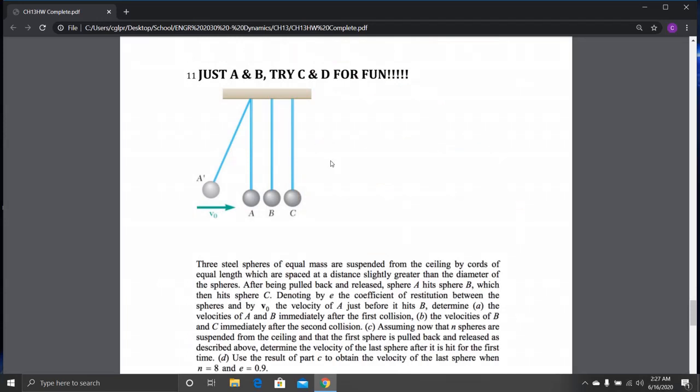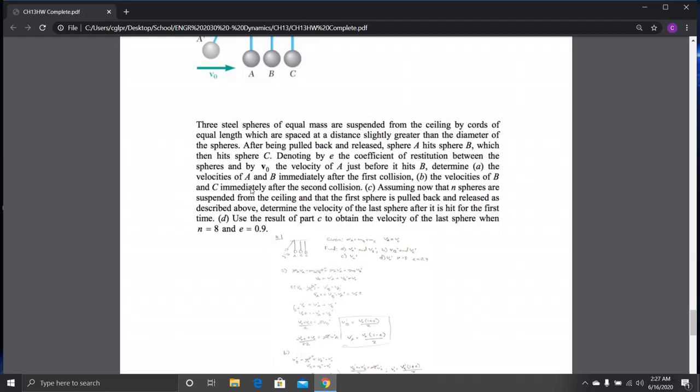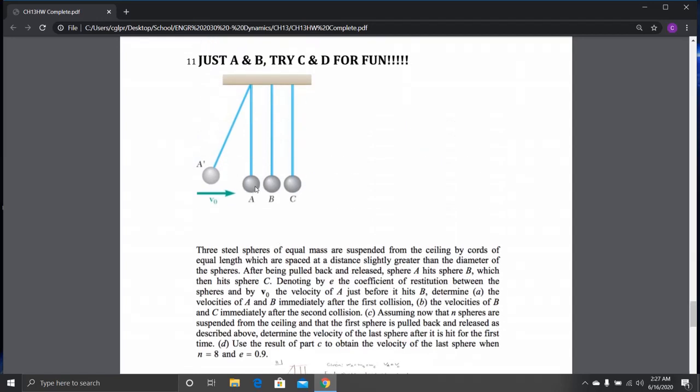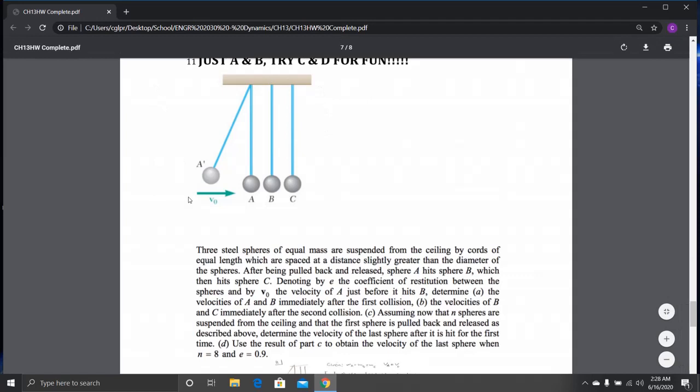Question 11 involves conservation of momentum, as well as differences in velocity, similar to those little pieces of art or toys that you'd see on offices, except the difference here is there's actually space between the balls.